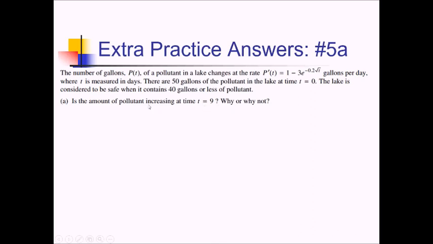So to figure out if our pollutant is increasing or decreasing, we look to P prime, which tells us the rate at which the pollutant is changing. If P prime is positive, the pollutant is increasing. If it's negative, pollutant is decreasing. So what is P prime of 9? Well, let's just do that on the calculator because they've already defined P prime for us.